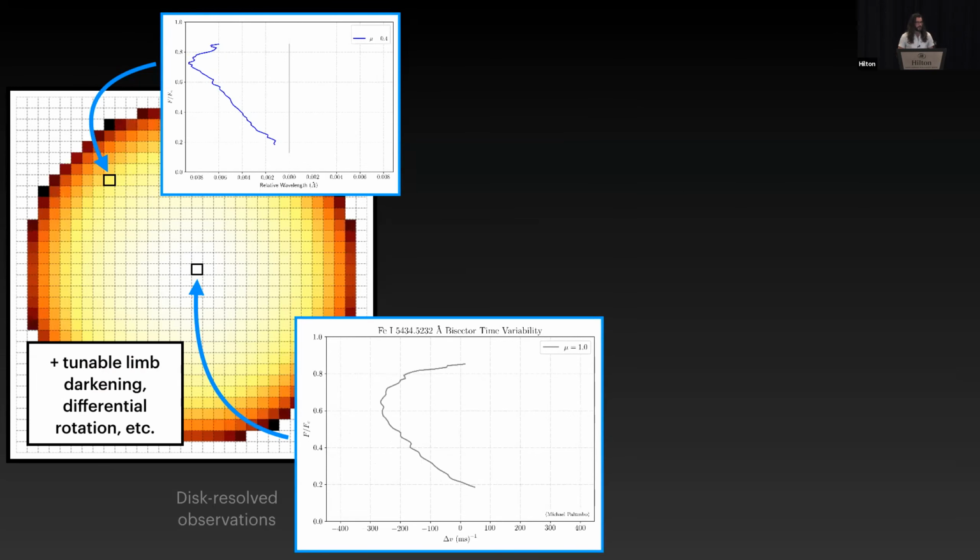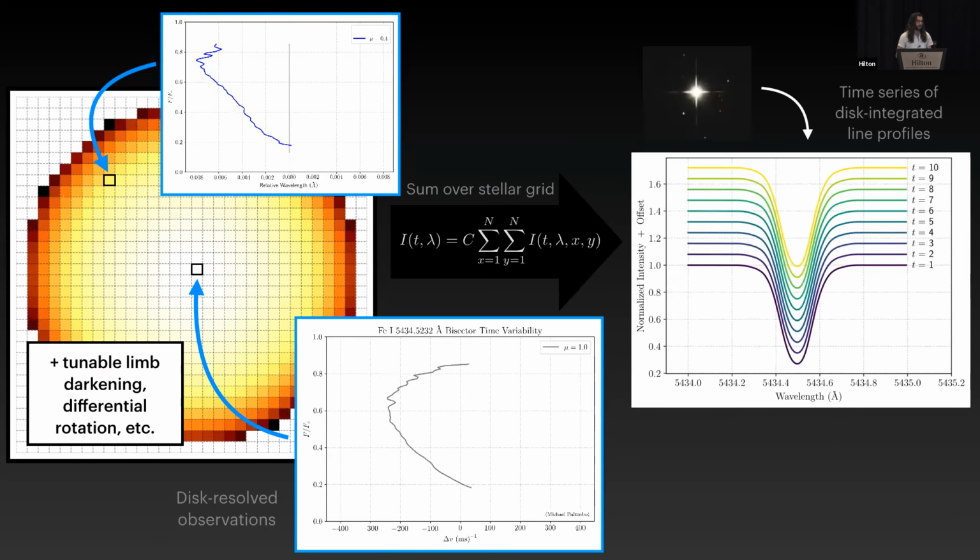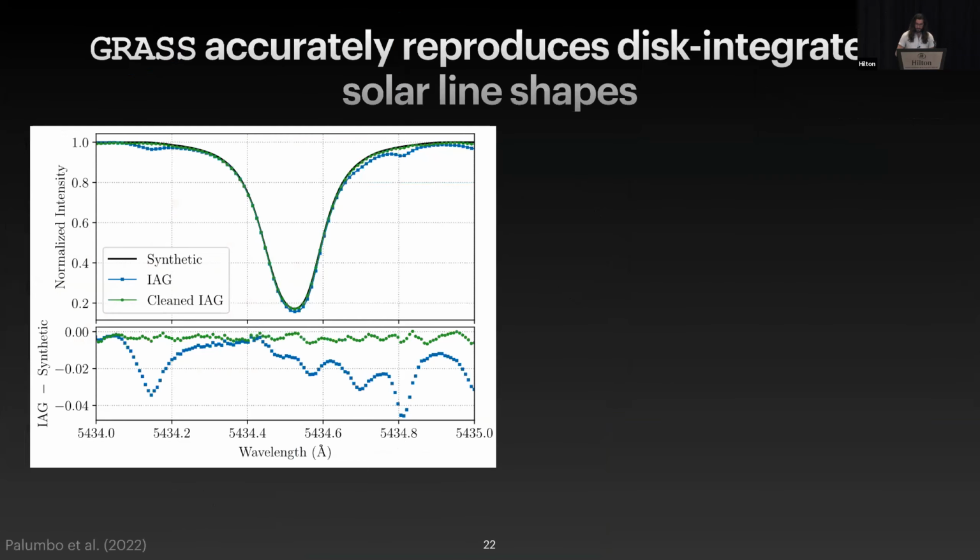We can also tune our limb darkening and differential rotation, our inclination, et cetera, to model other sorts of situations that might arise with different stars. And then once we have all of these bisectors injected, we go ahead and sum over the disk. And what we get out is a spectrum as a function of time. Again, the only thing that's changing is our line shape from granulation.